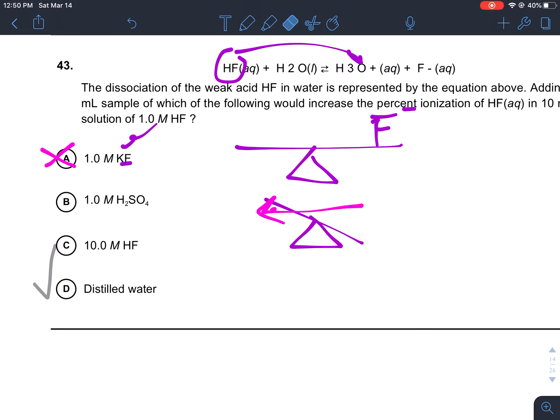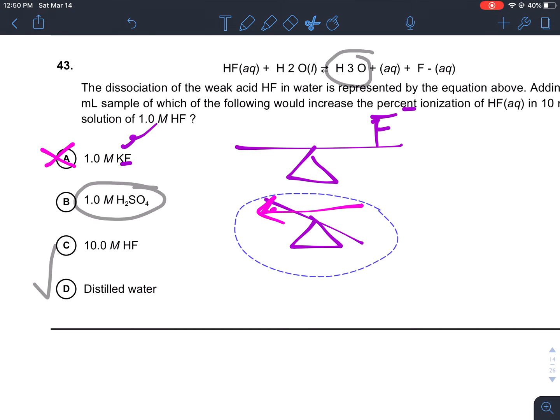Now, think of what adding H2SO4 does. If I add H2SO4, what am I increasing? I'm increasing this guy. If I increase him, we again look like this, because we are increasing the right side. Same thing, I'm going to create more reactants that way, not products. So that's not going to ionize.